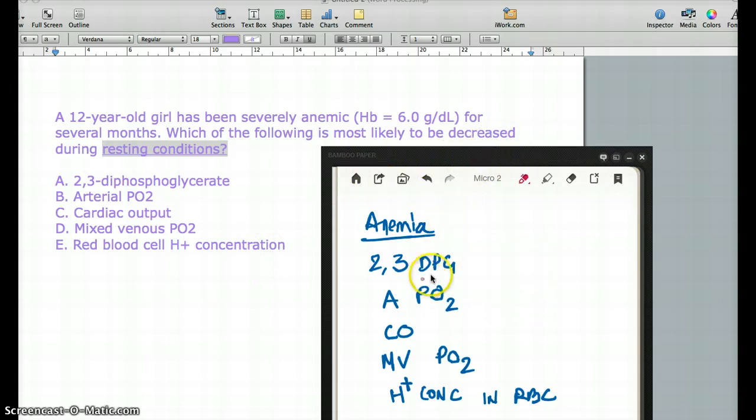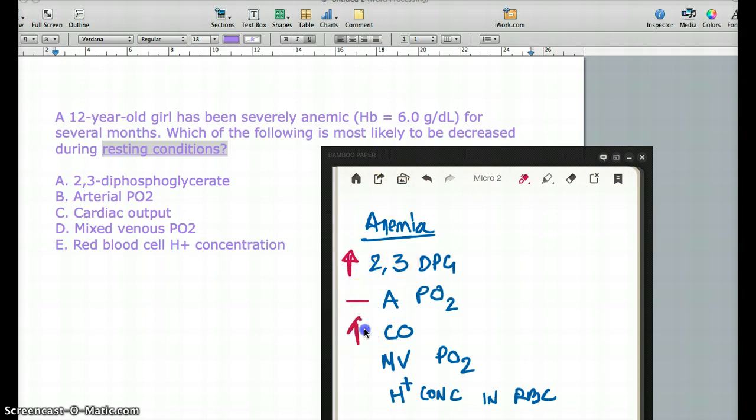So 2,3-DPG is probably going to be increased in an anemic patient because we need a more efficient way of picking up oxygen and delivering it to the tissues. So that's probably going to be increased. The partial pressure of oxygen in the artery is not going to change because that's the oxygen dissolved in the plasma. Having less RBC in the blood vessel is really not going to change that value.